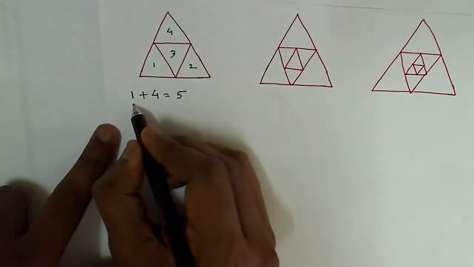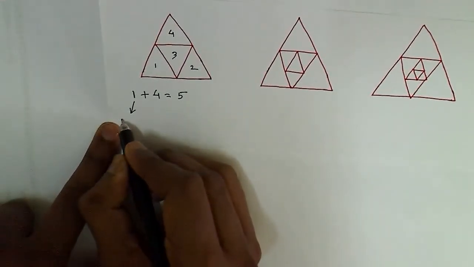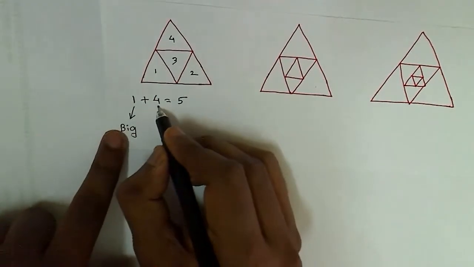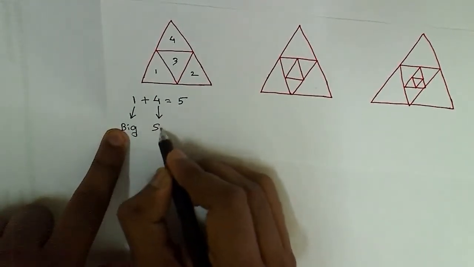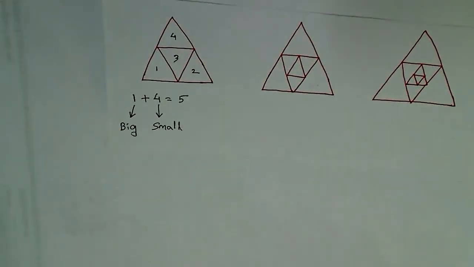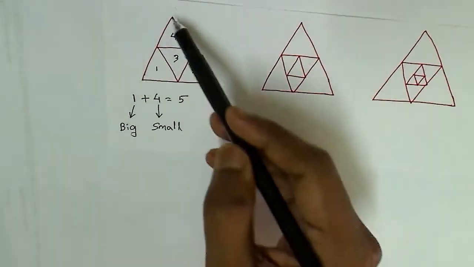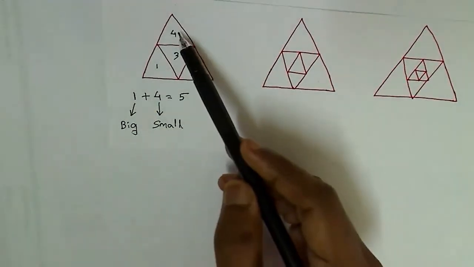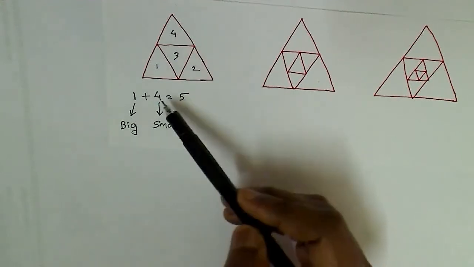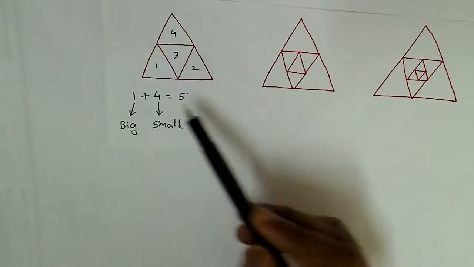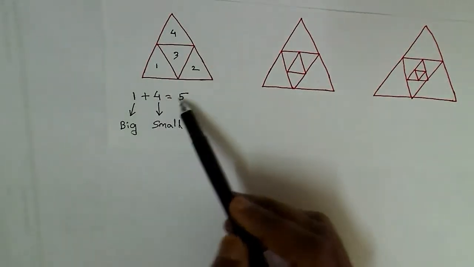So the trick is this one will be for big triangle and this 4 will be for number of small triangles. Okay, so for big triangle, here only one big triangle is there, so we are taking 1. And for how many small triangles are there? 1, 2, 3, 4. Okay, so 4 small triangles we are taking.